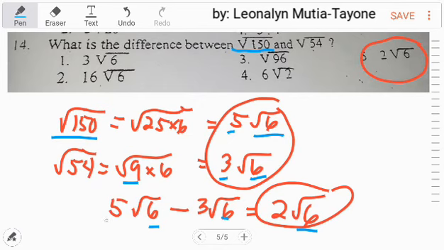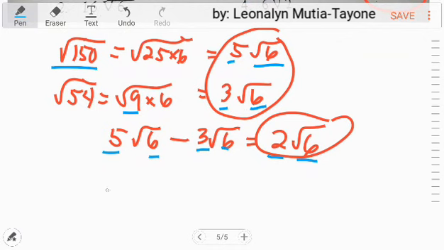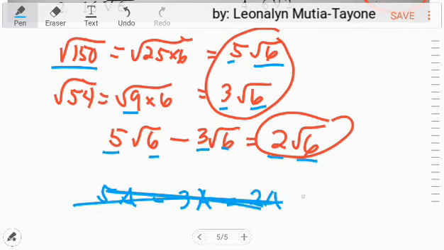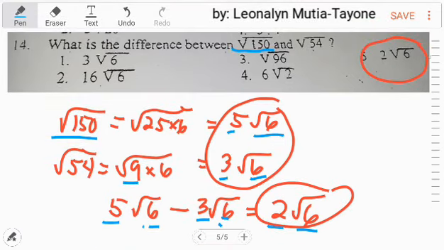And then, i-deduct natin si 5 at saka 3. And the answer is 2. Parang ganun lang din yan. Like, example, itong radical sign, parang ganun lang ba? 5a minus 3a equals 2a. Example lang yan. So, kopyahin lang si square root of 6 and your answer is 2 square root of 6.